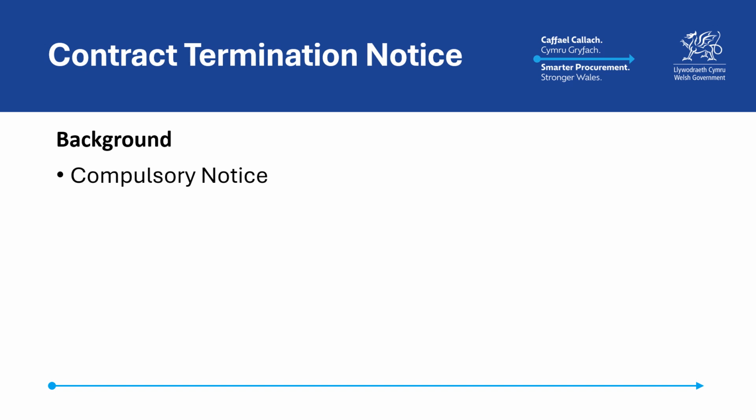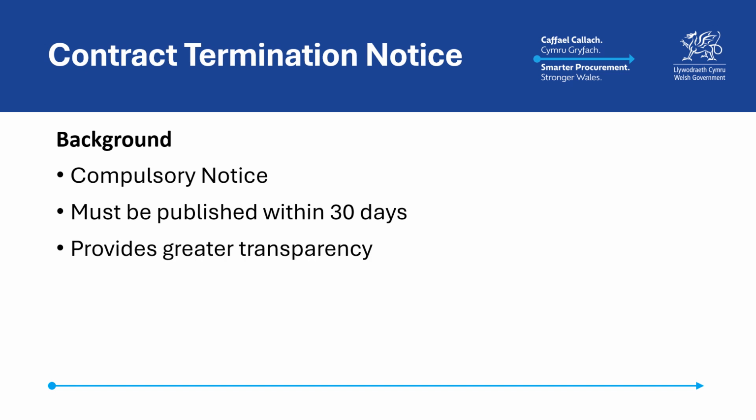The contract termination notice is a compulsory notice which must be published when a public contract is terminated. The notice must be published within 30 days, beginning with the day on which a public contract is terminated. This includes contract expiry and termination by one of the parties to the contract.